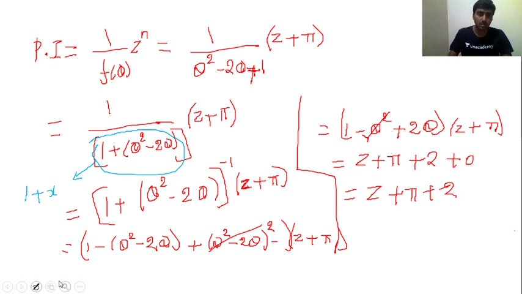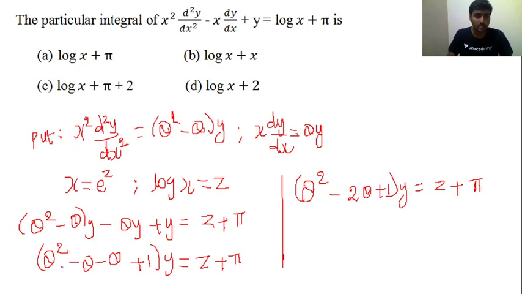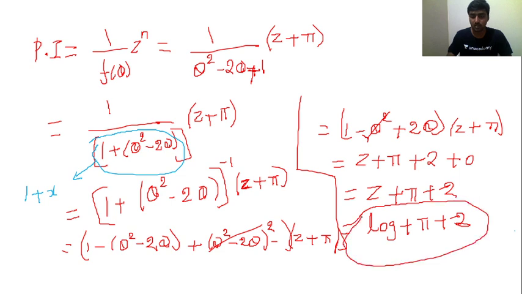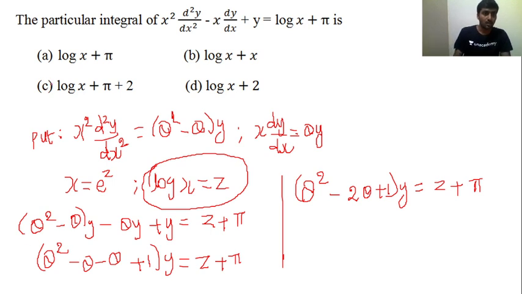We know that the substitution is z equal to log x. Now substitute z equal to log x in the final solution. So log x plus pi plus 2. This is the final answer, the particular integral for the given differential equation. So coming to the solution, option C is the correct answer as per our discussions.